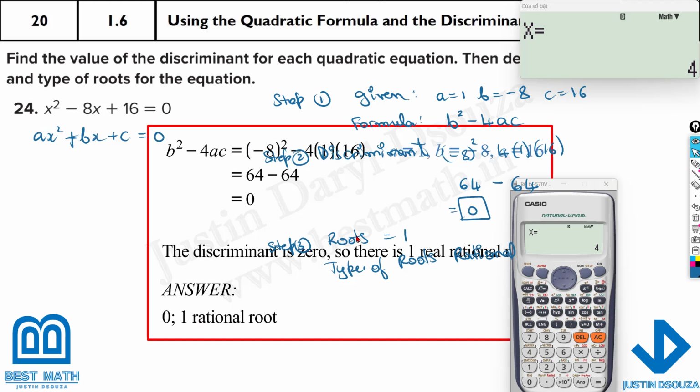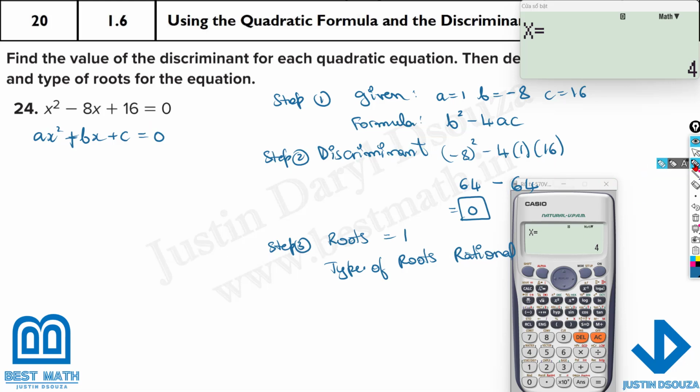So that will be the final answer. Discriminant is 0. Number of roots. You can write number of roots here, not just roots. Step 3, number of roots. So if you write these things in the exam, you must get full marks. It's what is given, write the formula, discriminant, that is what you're solving, use the formula, substitute the values, and you'll get the answer for the discriminant. Then write number of roots, that's 1. And from solving over here in the calculator as well, you can get that. And type of root, it's rational numbers, right?